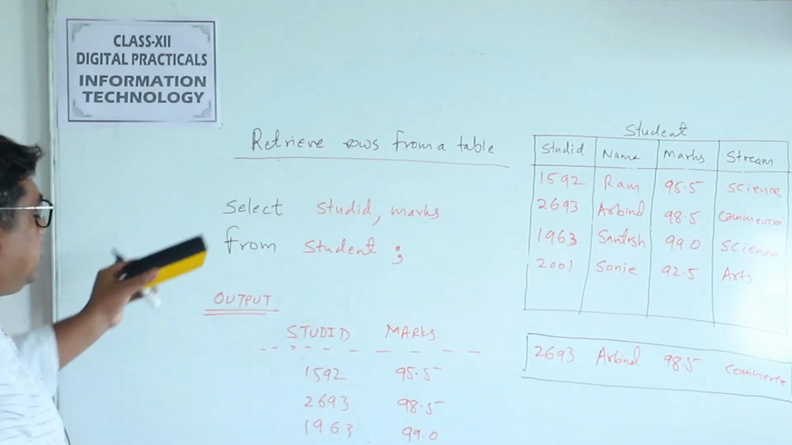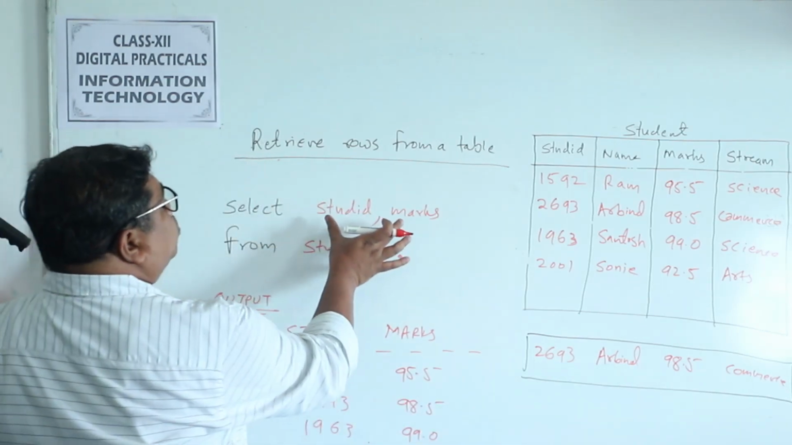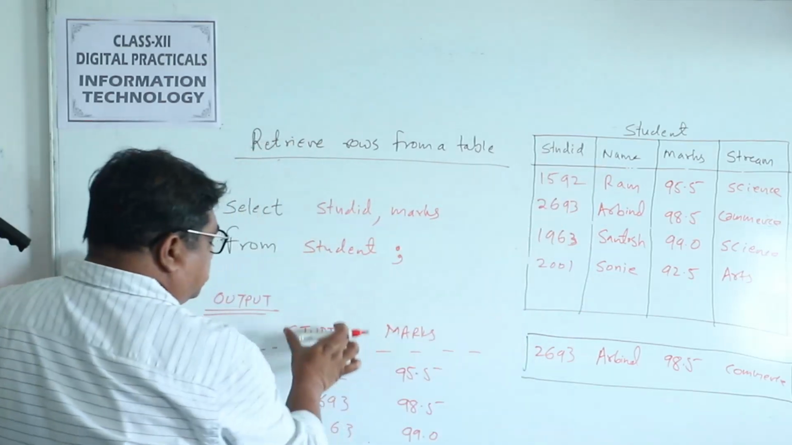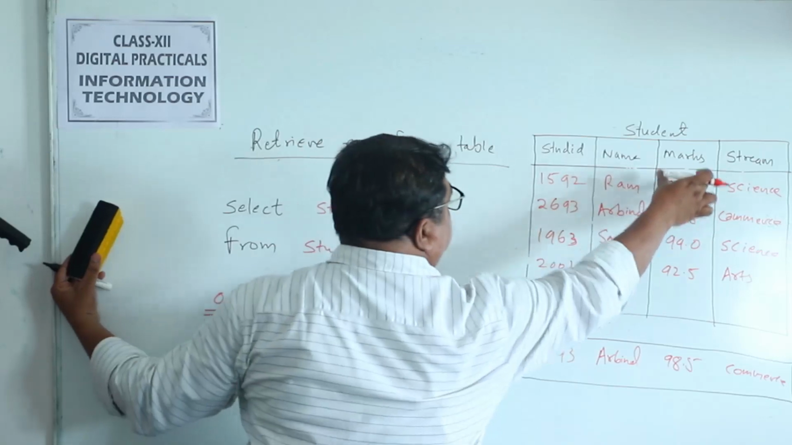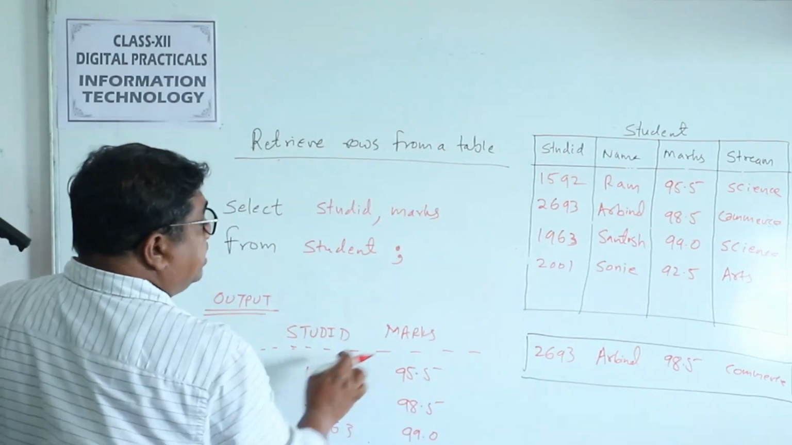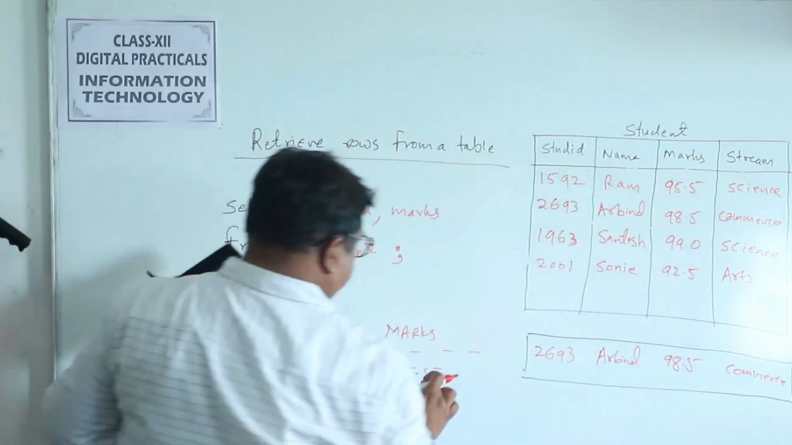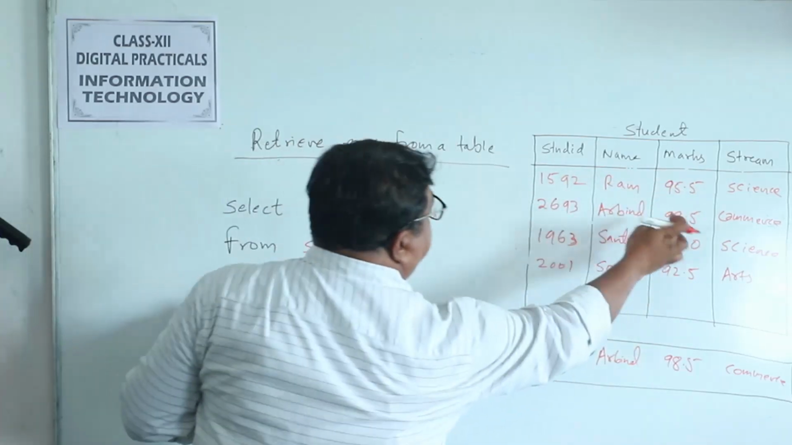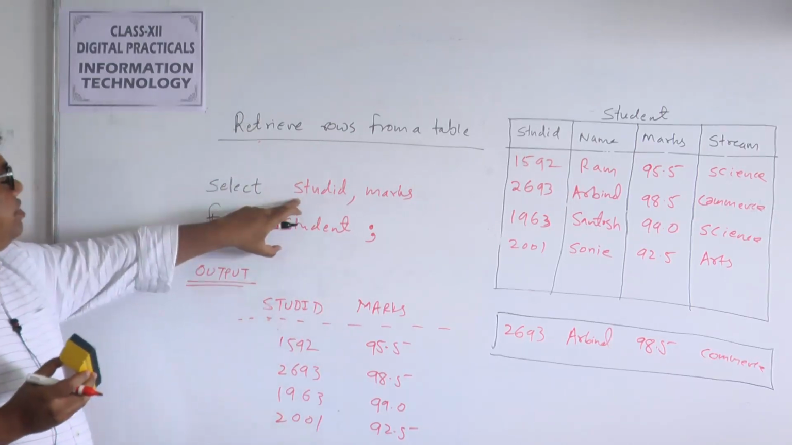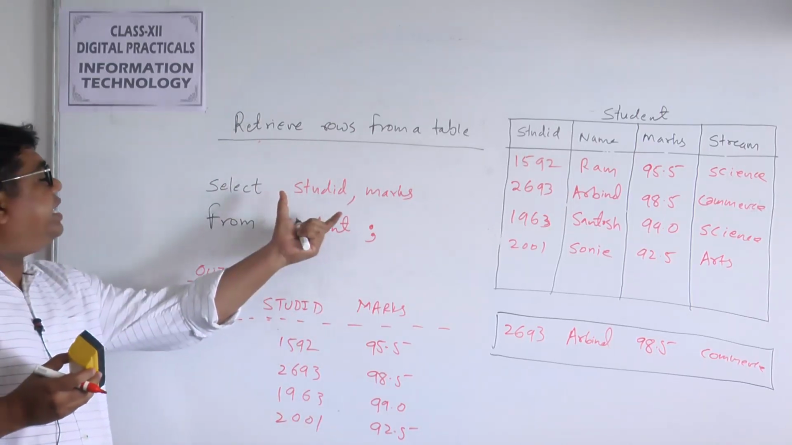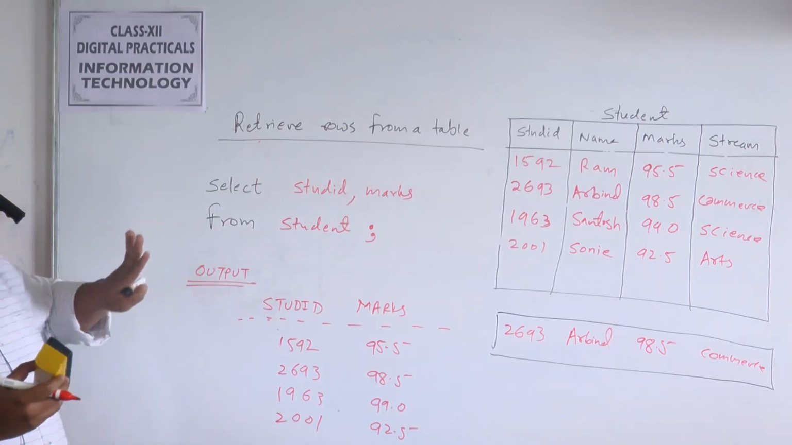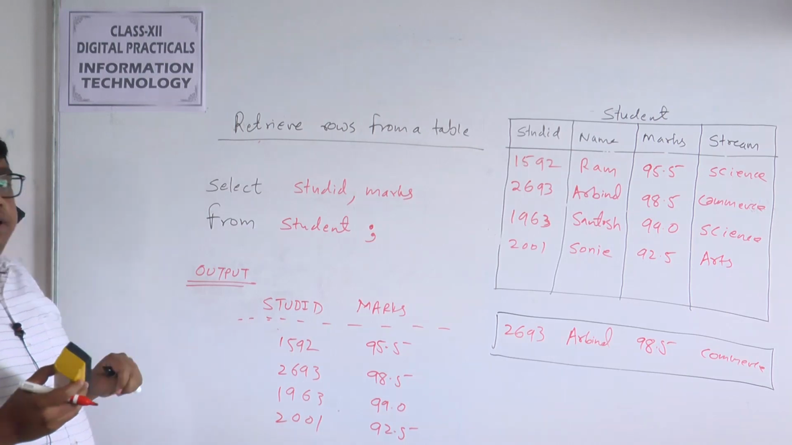So we have queried for two columns, student ID and marks. It will display all the values of student ID as well as all the values of marks, and they are associated: 1592, 95.5, 2693, 98.5. So this is the output for the given query. We have queried 2 columns, and there is no condition in this select statement.